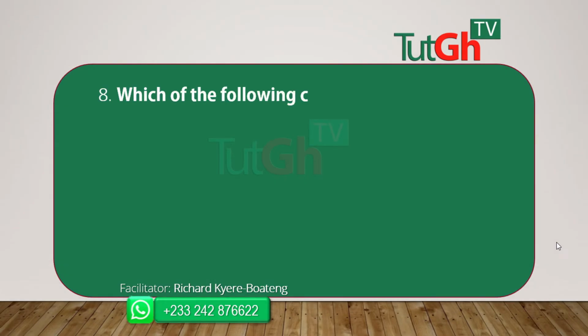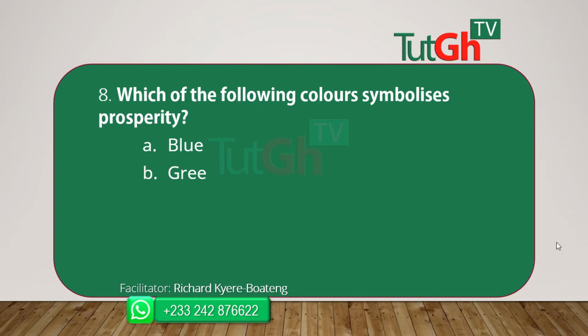8. Which of the following colors symbolizes prosperity? A. Blue, B. Green, C. Violet, and D. Yellow. And the answer is D. Yellow.